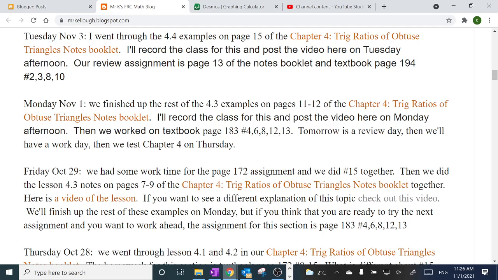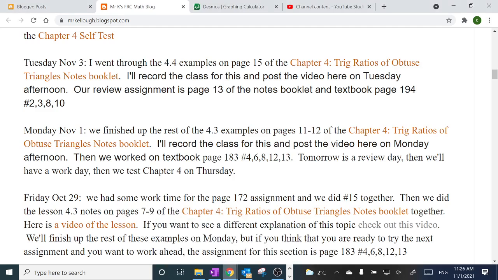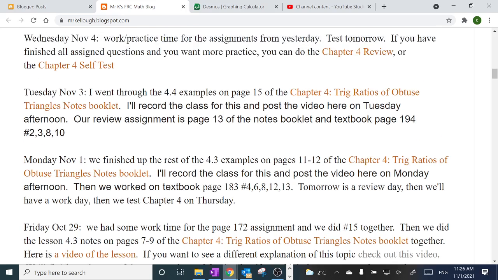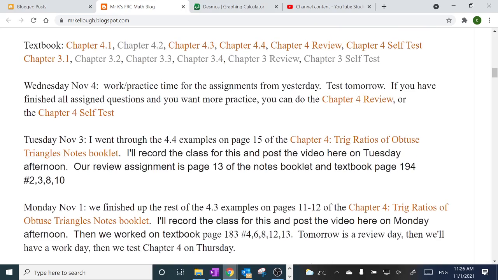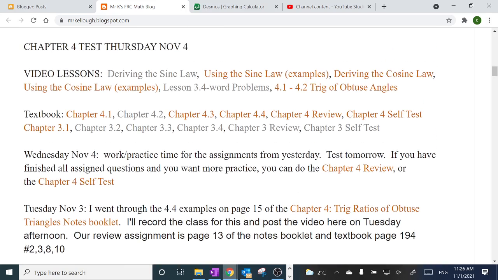And then tomorrow, for review, we'll do these questions here. And then we'll maybe do a couple more textbook questions. I've already assigned them, page 194. We'll do that tomorrow, kind of as a review day. And then that's it. Wednesday, we'll do one more practice day, and then we'll test Thursday. And that's it. Chapter 4 is over. It's not that much different than Chapter 3. Okay, I'm going to stop the video there.